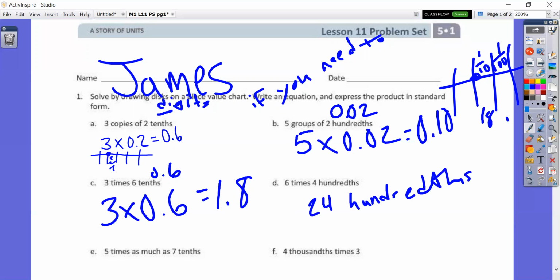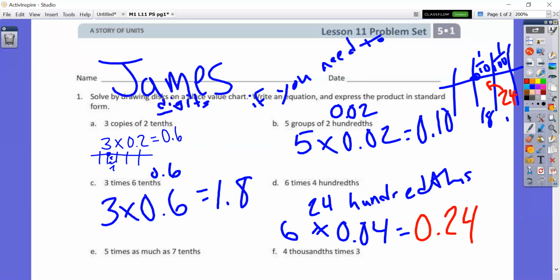So let's rewrite this as an equation. 6 times 0.04 equals 24 hundredths. So let me change the color. If I think about 24 in the hundredths place, yep, I think you can see it. The 20 hundredths is going to convert and regroup into the 2 tenths. So our answer should be 0.24 or 24 hundredths.